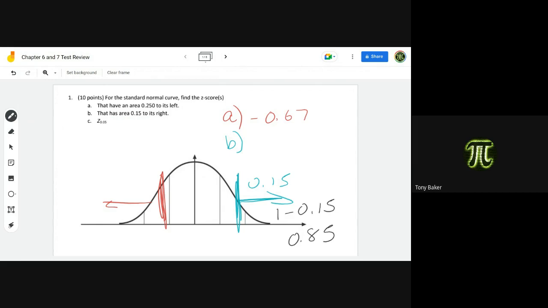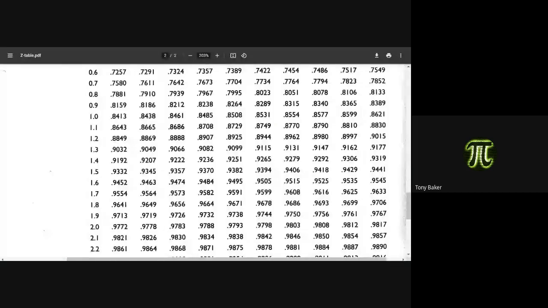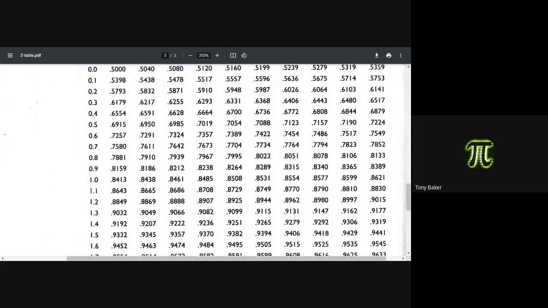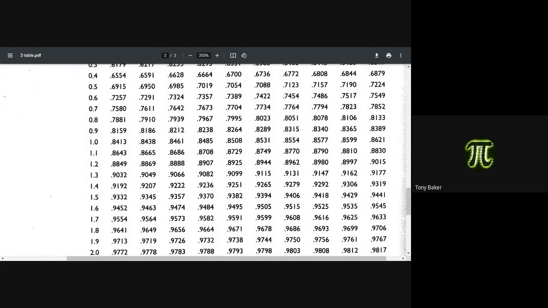Because remember, the table is always giving you from the left to the right. So if I want the other side of it, I have to subtract it from 1 to look at the table. You also could have done the negative version of it and then just changed it to a positive. That would have also worked. But so we're looking for 0.85. So I have 0.8485 and 0.8508. So 0.8508 is closer. So I got 1.04 on that one.